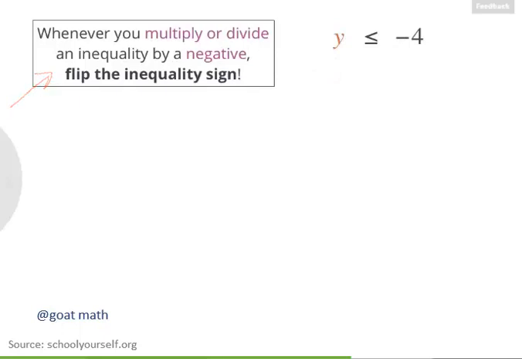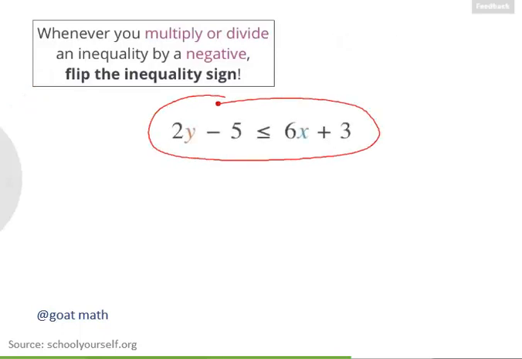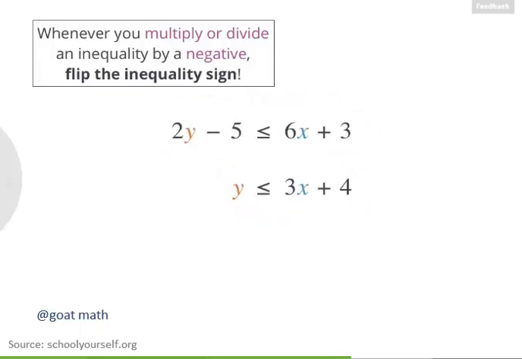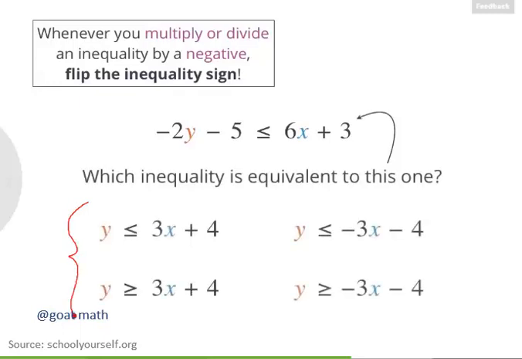And this rule also applies to inequalities with more than one variable. Now earlier, you solved this inequality for y in terms of x, and here's what you got. But now, suppose the coefficient for y is no longer positive 2, but negative 2. So now, if you solve for y in terms of x, which of these inequalities do you get? And if you'd like to review this rule instead, click over here.